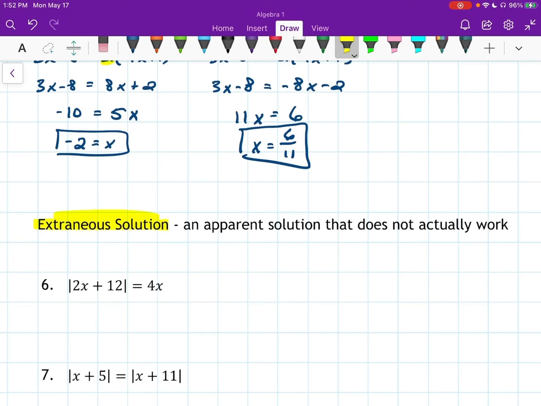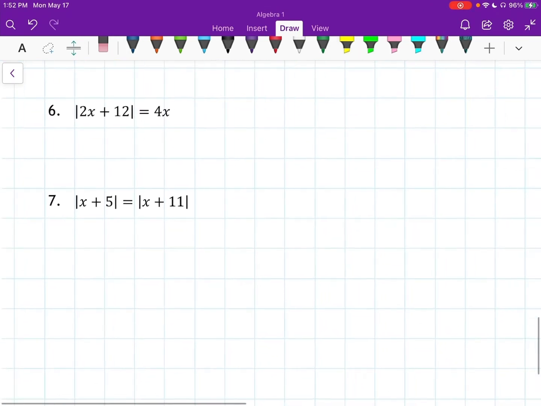So the way that we do that is we do our problem like normal, and then we have to plug it in and check, right? Like how we have always known how we can check our work for solving regular equations. That's what we have to do here. But sometimes whenever we check our work, we'll get it wrong, and we're not really wrong. It's just that that answer is bad. So let's look at number 6 and do that.